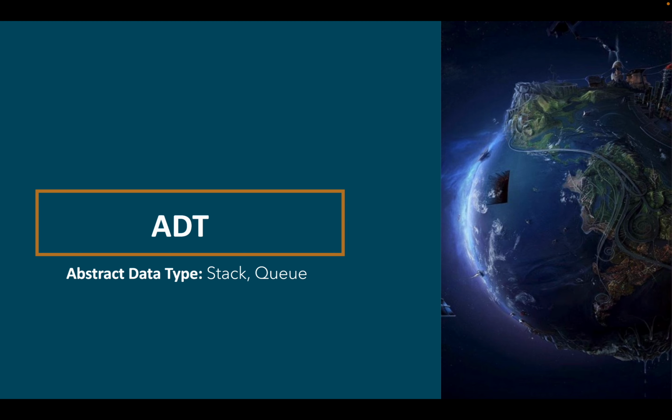We have two main ADTs. One of them is stack and the other is queue. The stack and queue have differences, and based on these differences, they make two different abstract data types. These differences are in their behavior and their corresponding functions.